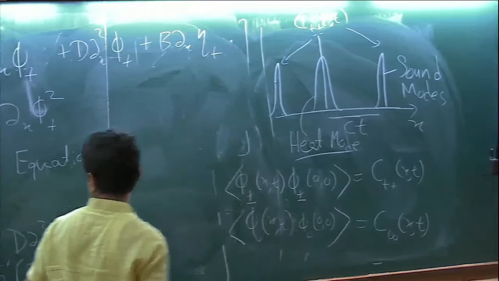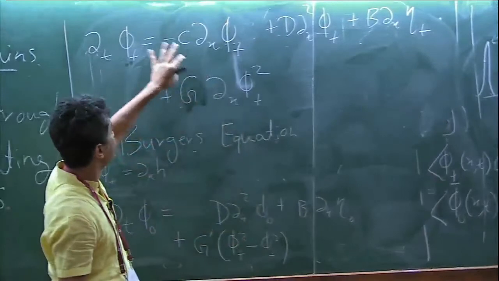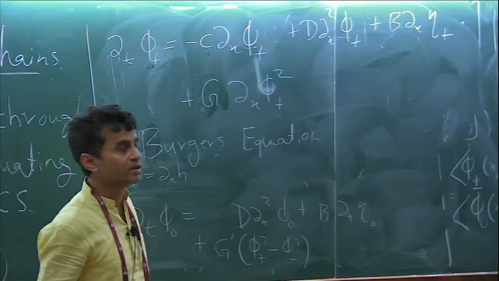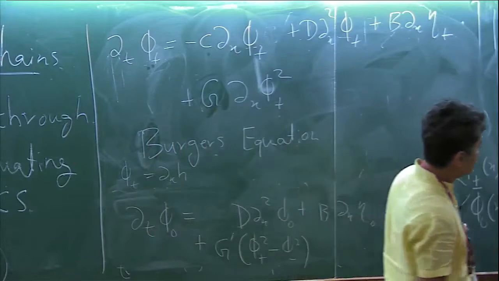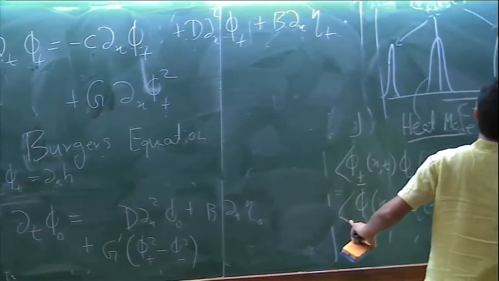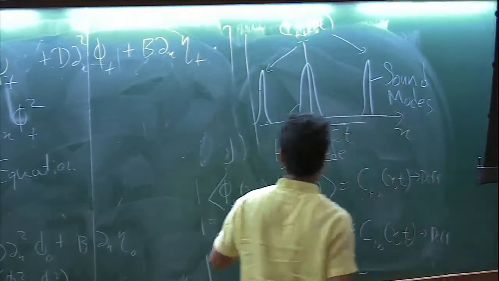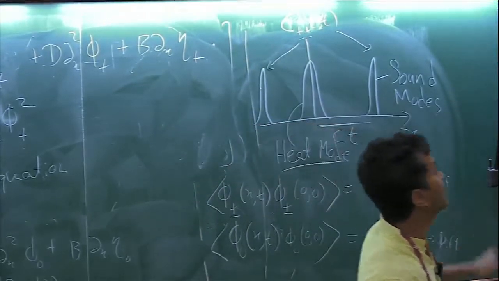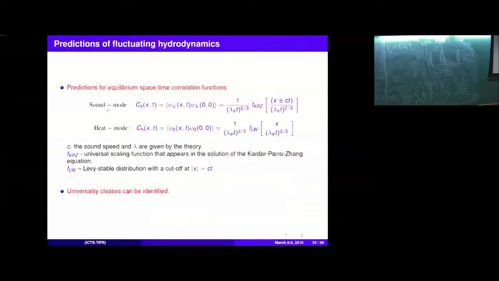Now this equation, we already know something about phi plus and phi minus, because that's given by the solution of the previous equation. And this equation you can solve using mode coupling theory to compute what the correlations for phi naught should be. Earlier, in the linearized theory, these were diffusive, and now once you put in the nonlinearity, you find that they change, and I'll just tell you what the theory predicts.